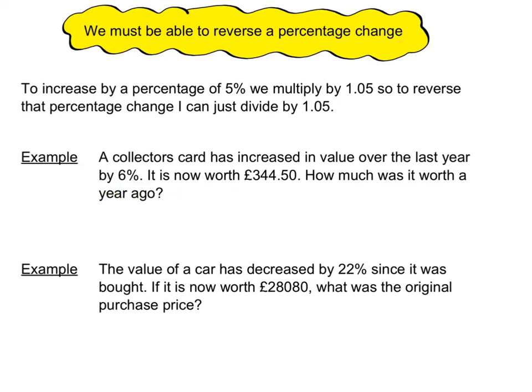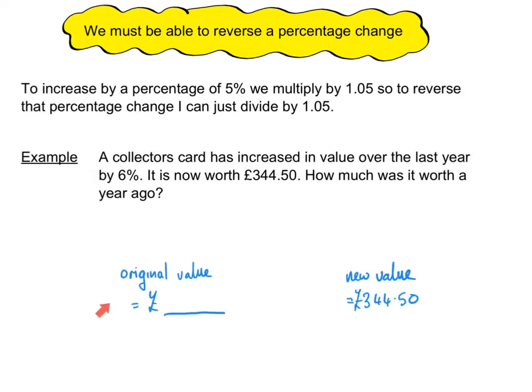Now, a good way to think about this is that if we have an original value and it's been increased by 6% to give it a new value of £344.50, how would I have changed this original value into the new value? So this value here has increased in value by 6%. So to change that original value to the new value, we would have needed to multiply by 1.06. That's our multiplier to increase something by 6%. That's not what we are doing here though. We're trying to reverse that change.